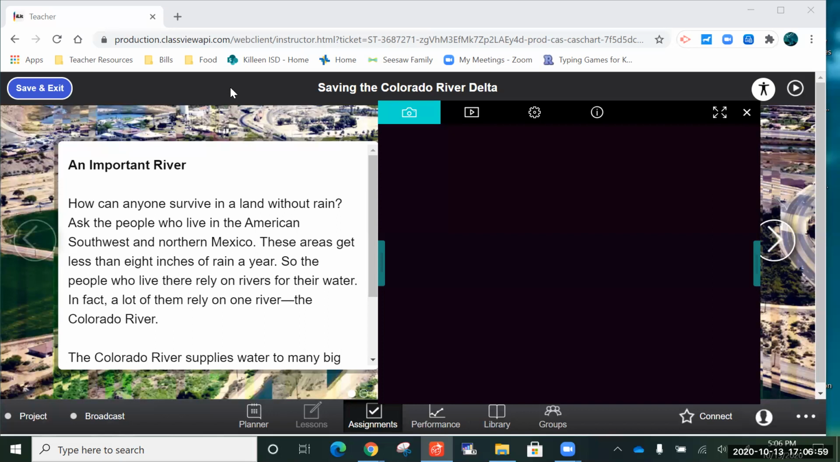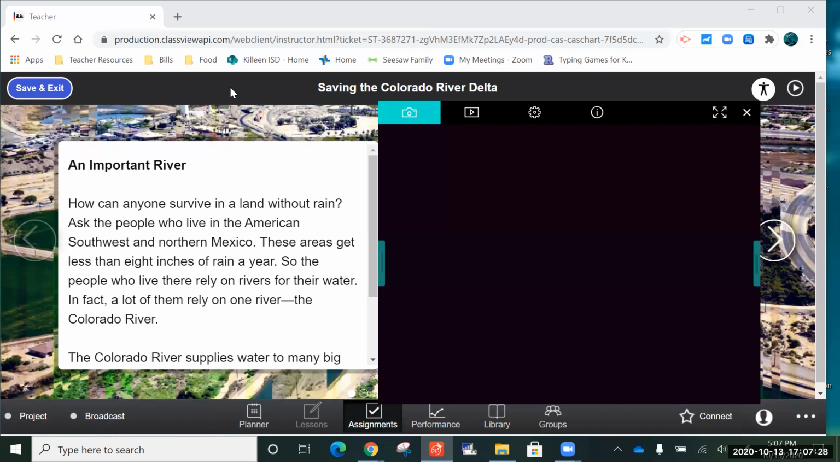It says, I think saving the Colorado River Delta is very important. Okay, that is one sentence, and I have my sentence count over there because remember, a paragraph, you need 5 to 7 sentences. That's a paragraph symbol. All right, so 5 to 7 sentences. I got one. Didn't even need to use text evidence for it.